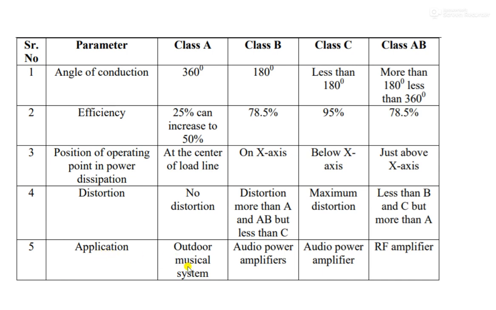The last parameter is application. Class A amplifier is used in outdoor musical systems. Class B amplifier is used in audio power amplifiers. Class C amplifier is used in audio power amplifiers, and class AB is recommended for radio frequency amplifiers, shortly called RF amplifiers. We will talk about this in detail in our Google Meet.